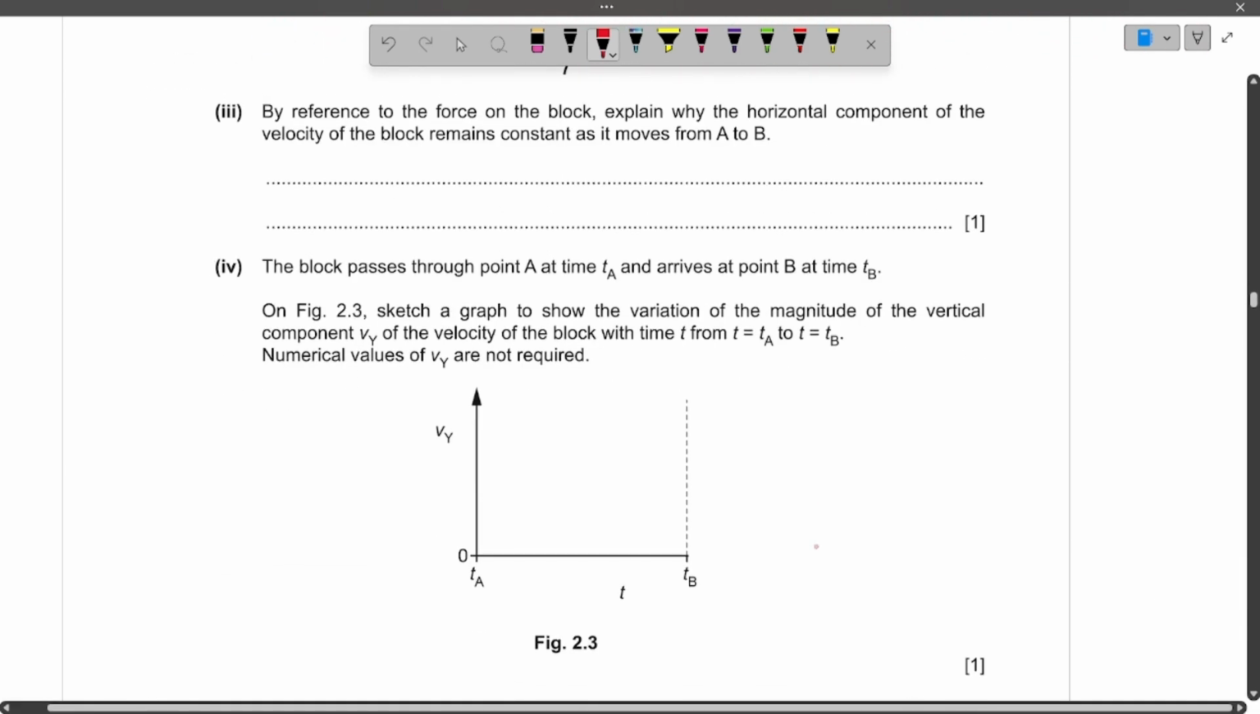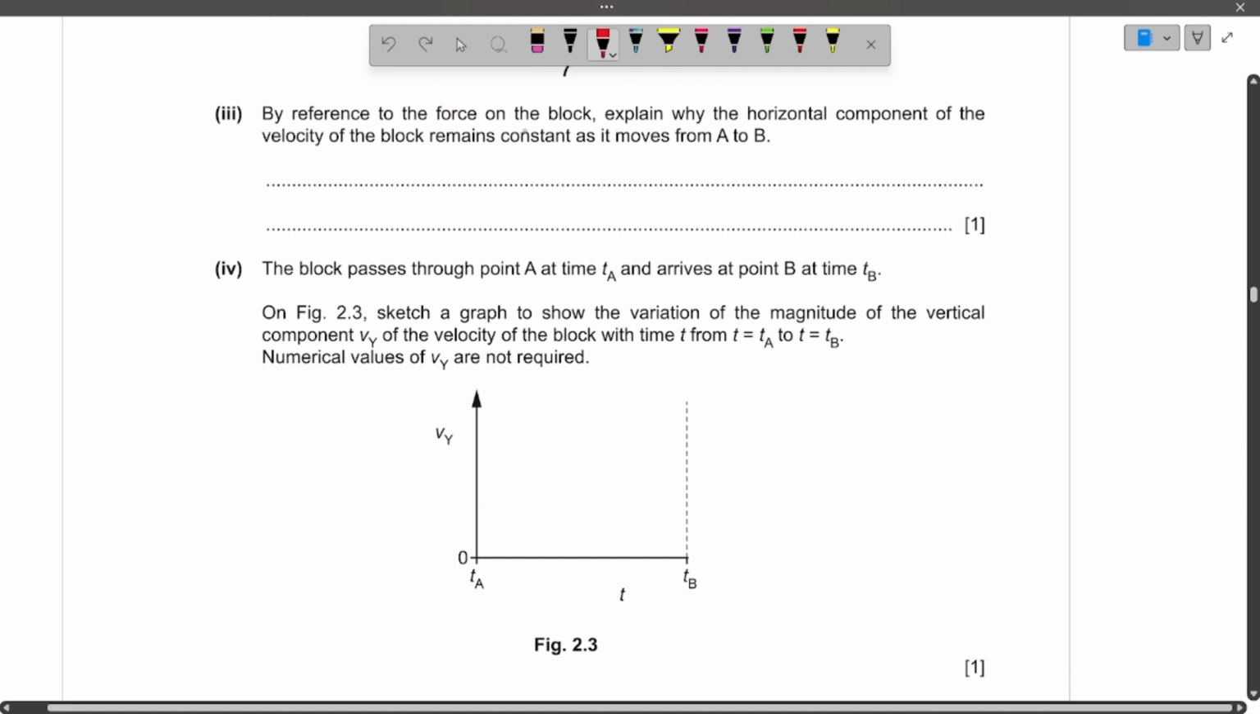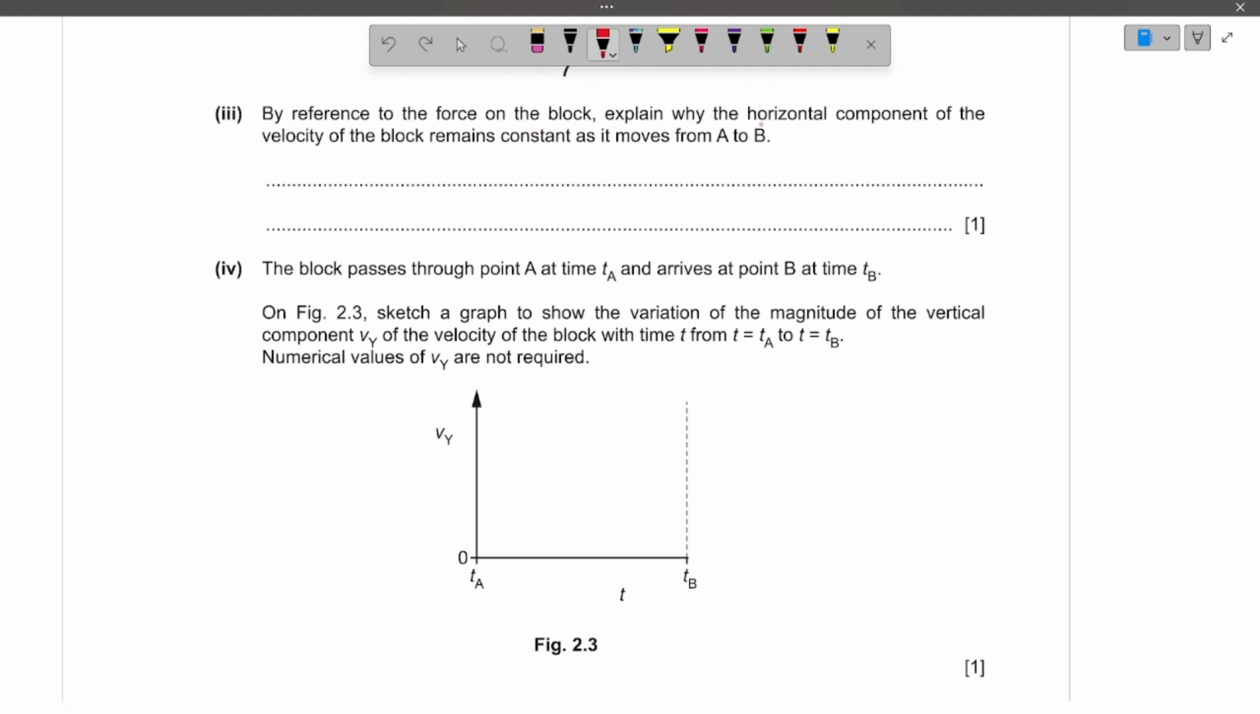Then the third question, by reference to the force on the block, explain why the horizontal component of the velocity of the block remains constant as it moves from A to B. So what is the reason for the constant value of this horizontal component? Because there is no horizontal force acting on it. All the forces are vertical.